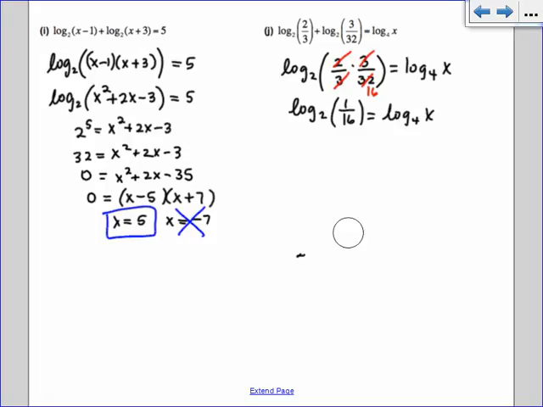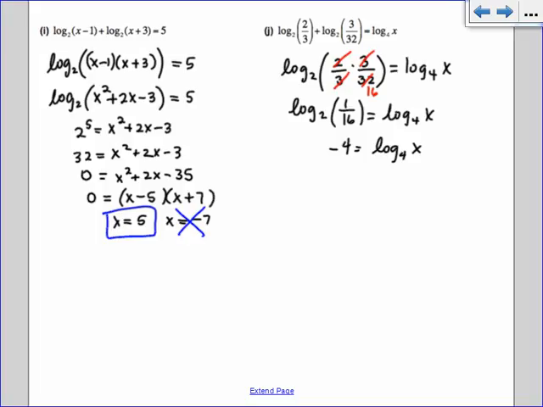How do we get 1 over with exponents? A negative exponent, right? So let's use the 4 that he was talking about. It's negative 4, right? 2 to the negative 4 means 1 over 2 to the 4. That's 1 over 16. So that's what we want. So log base 2 of 1 over 16 is negative 4 equals log base 4 of x.